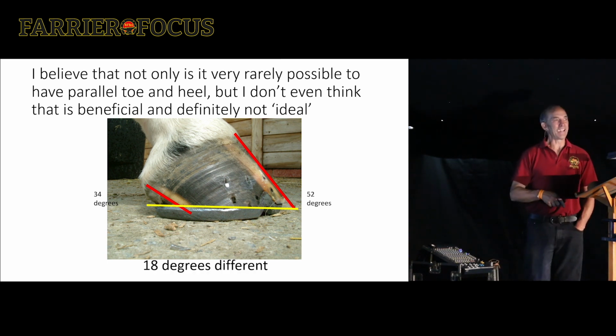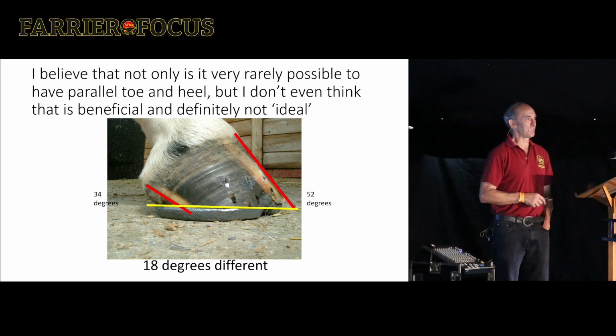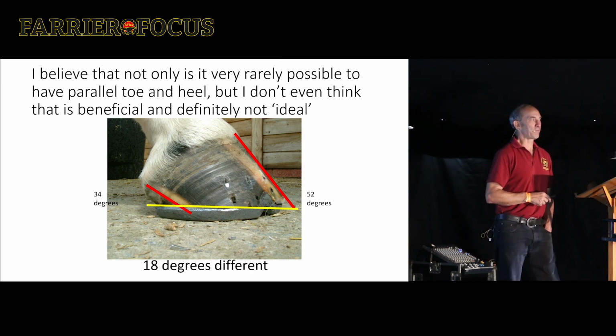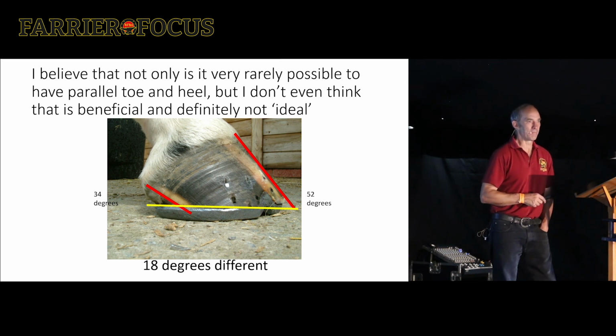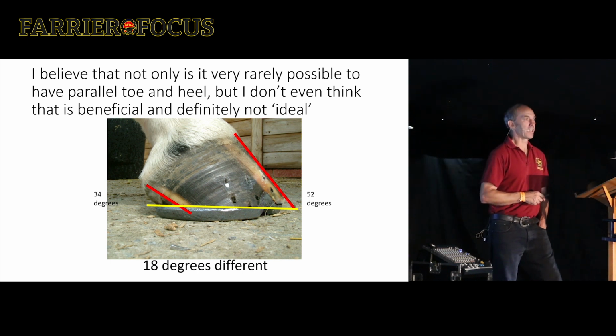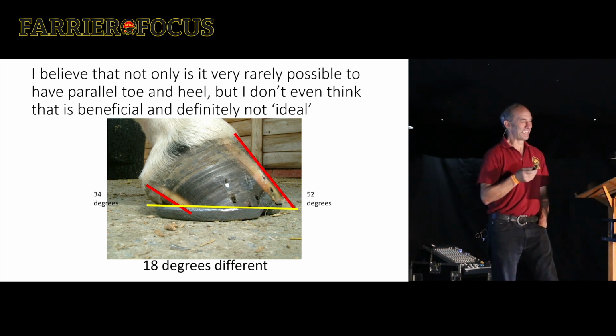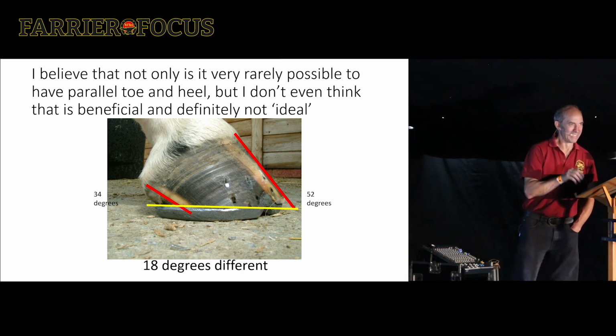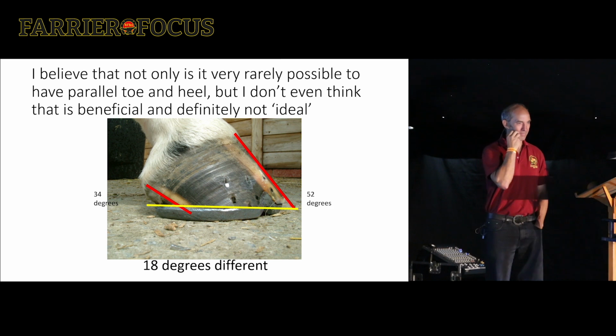That means there's 18 degrees of difference between that toe and the heel. Textbooks tell us if you've got 5 degrees they're underrun. It's just utter bollocks, and I will leave you with that comment. Are there any questions? Well, first of all, I think a round of applause for Chris there. That was absolutely fascinating.